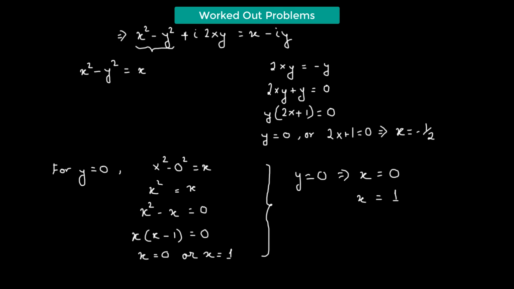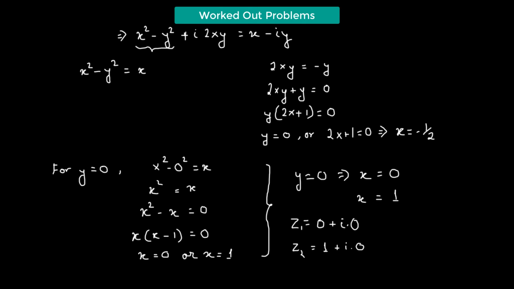So from here we have the complex number z, which is x plus iy, will be 0 plus i times 0. So this is the first. Let's call it z1. z2 will be the second complex number, where x is 1 and y is 0. So these are the two values. Let's go for the other one.